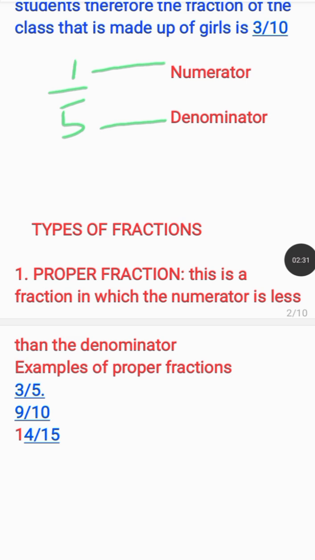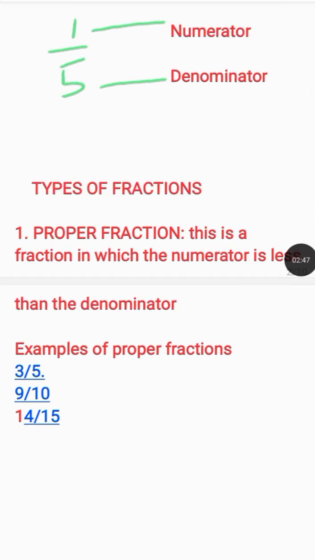The first type of fraction is a proper fraction. This is a fraction in which the numerator is less than the denominator. Examples include 3 over 5, 9 over 10, 14 over 15. As you can see, 3 is the numerator and 5 is the denominator, and 3 is less than 5. 9 is the numerator and 10 is the denominator, and 9 is less than 10. 14 is the numerator and 15 is the denominator, and 14 is less than 15. Therefore, these are examples of proper fraction.